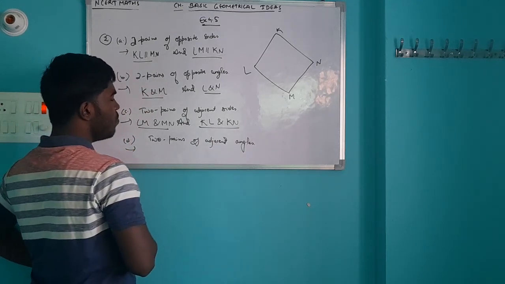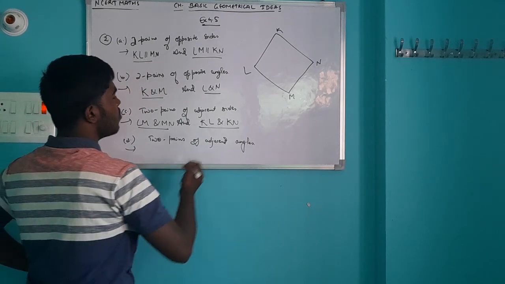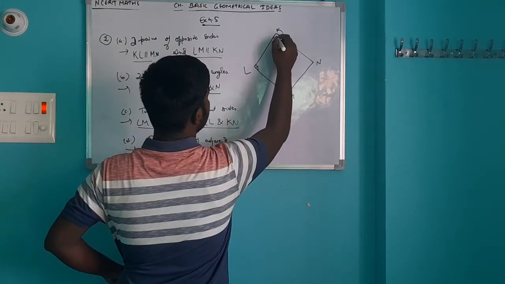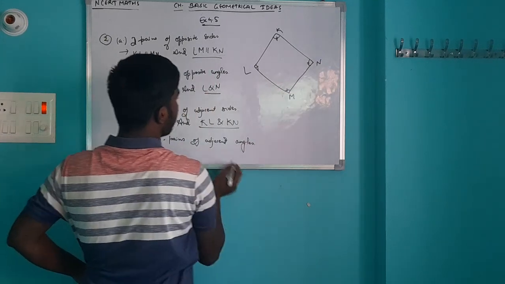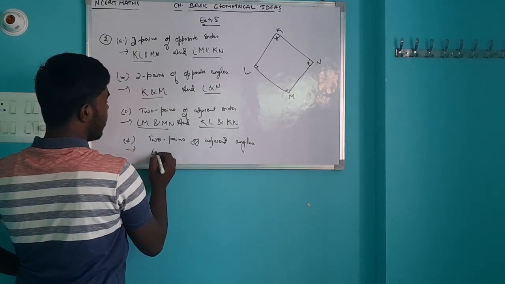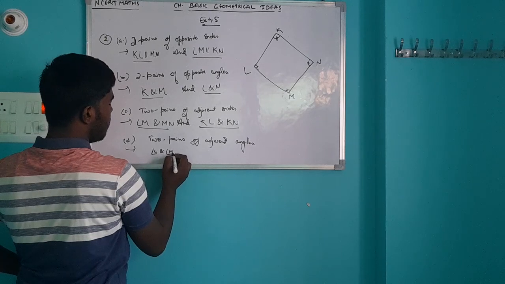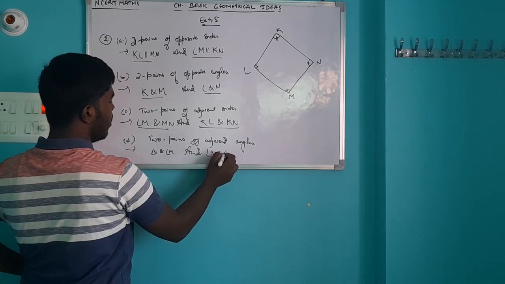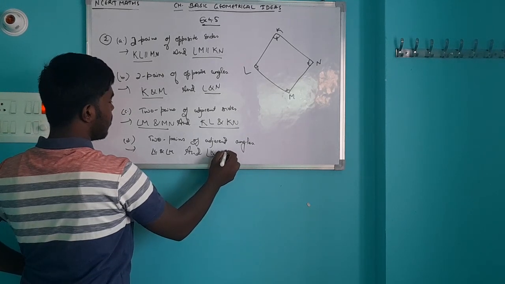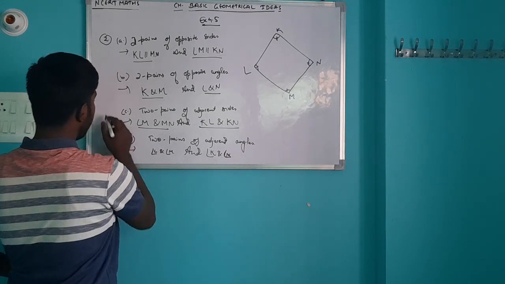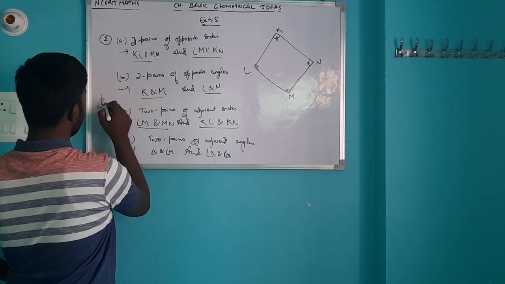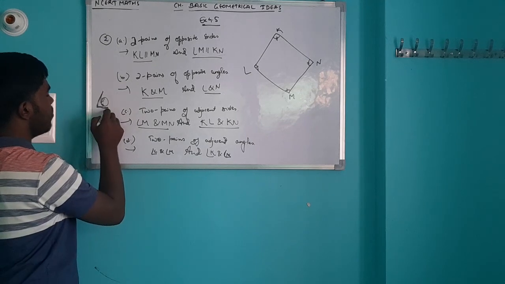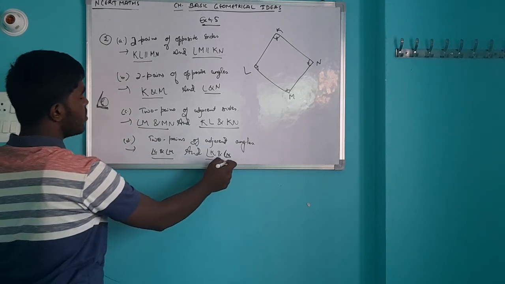In the last part we have two pairs of adjacent angles. So these are the adjacent angles to each other. First, these are also adjacent to each other. Like angle L and angle M is the first pair. The second pair will be angle K and angle M. Whenever we write anything in this part, this represents the angle. This is the angle representation. So this is the first pair, this is the second pair.